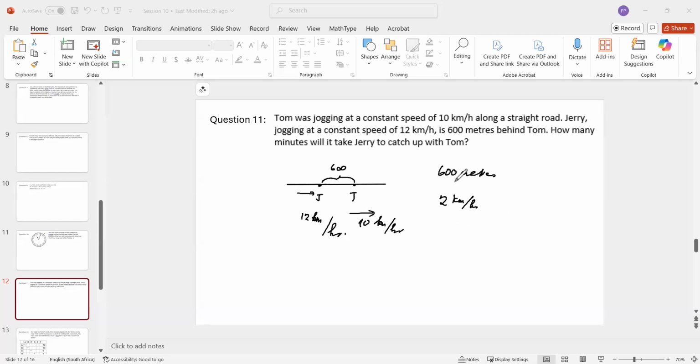So the question is now, how long will it take him? If he's traveling 2 kilometers, that's 2,000 meters in 1 hour, 60 minutes. And that's what his speed is. And he has to travel 600 meters in how many minutes? So this is a proportion problem. 600 over 2,000 times 60 minutes.